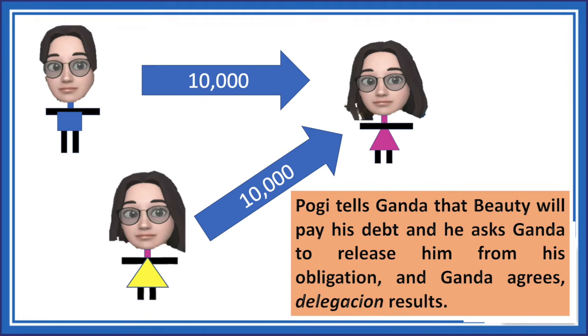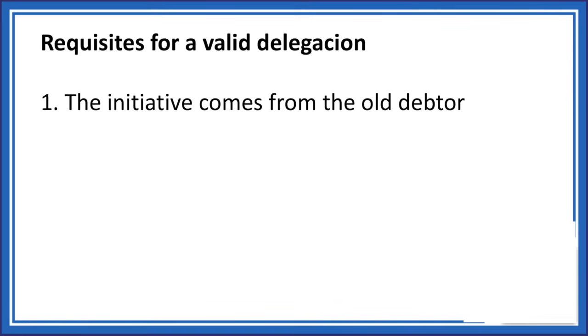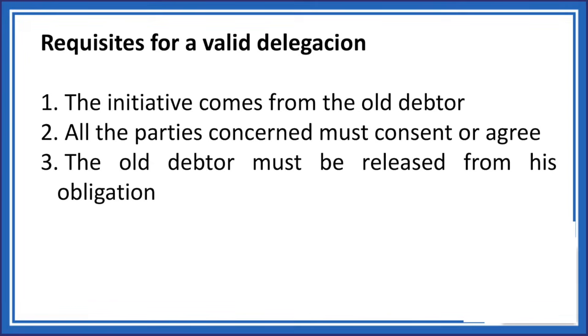Pero, ano din ba yung requisites for a valid delegation? Siyempre, lahat ng nasa novation, present naman yun. Tapos, eto pa pag sa delegasyon. Dapat pag delegasyon, yung initiative comes from the old debtor. And second, lahat ng parties must consent or agree. Pag sinabing lahat, si old debtor, si new debtor, and si creditor. They must agree or they must consent to the delegation. And dapat, di ba, sabi ko nga pabalik-balik na dapat ma-release si the old debtor sa kanyang obligation na kung saan i-assume ni second debtor or yung new debtor.